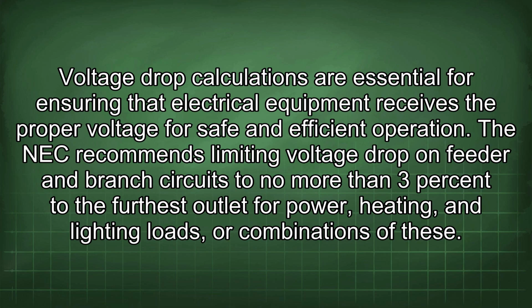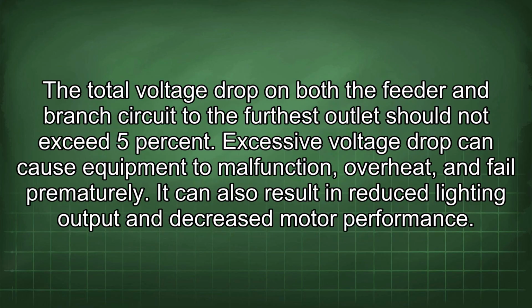Voltage drop calculations are essential for ensuring that electrical equipment receives the proper voltage for safe and efficient operation. The NEC recommends limiting voltage drop on feeder and branch circuits to no more than 3% to the furthest outlet for power, heating, and lighting loads, or combinations of these. The total voltage drop on both the feeder and branch circuit to the furthest outlet should not exceed 5%.